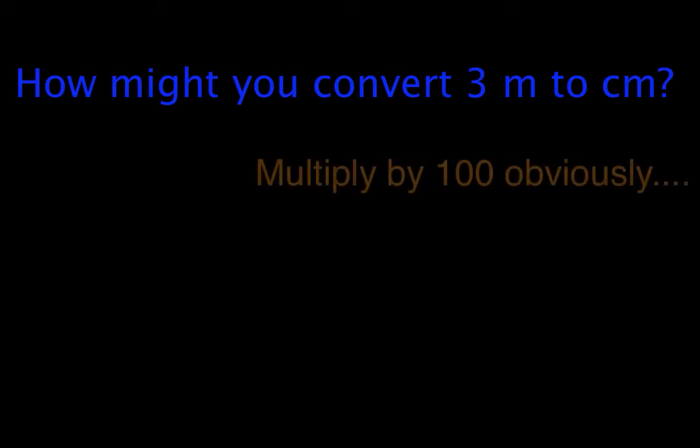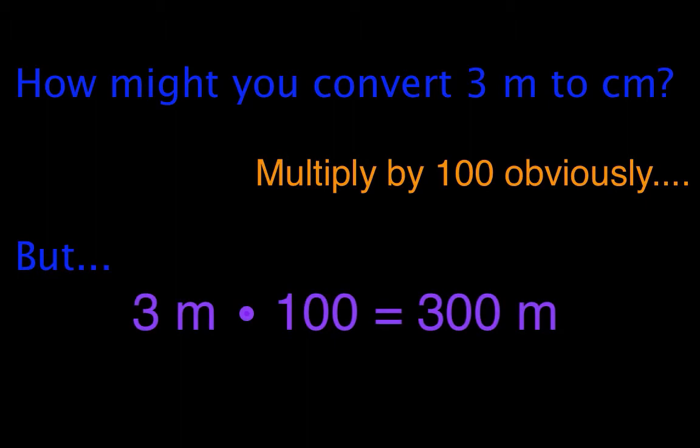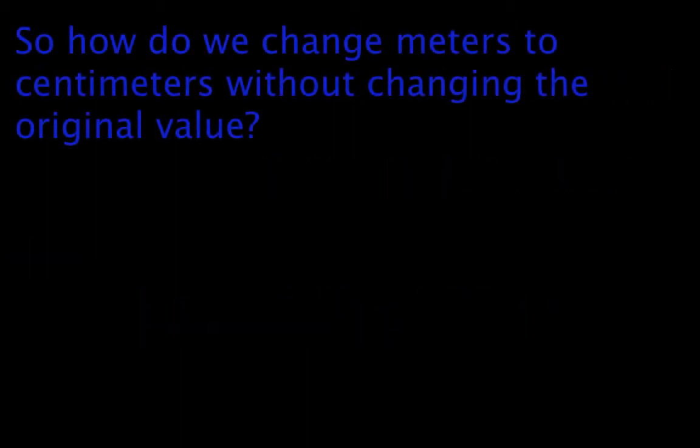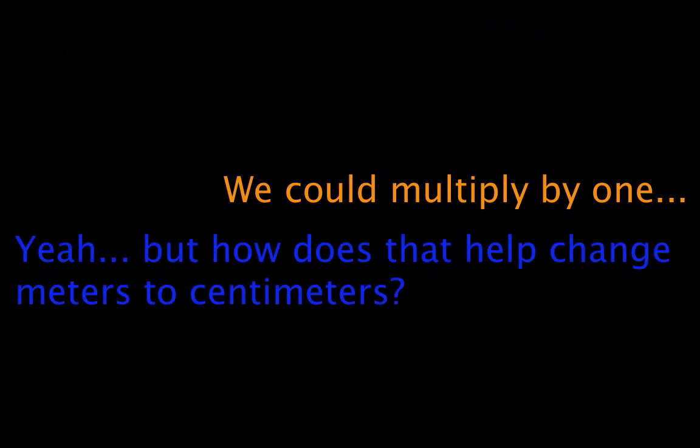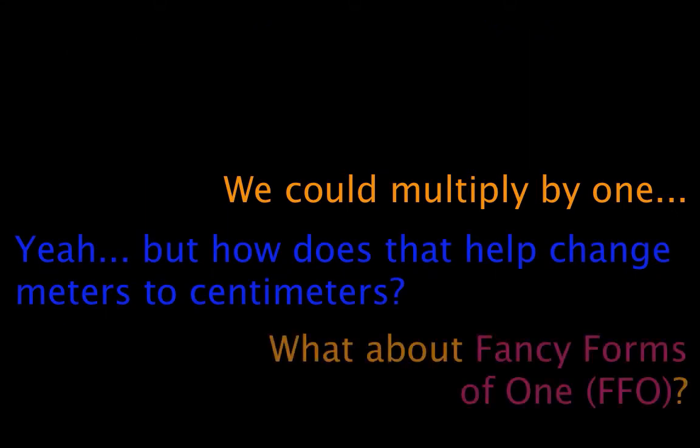How might we convert 3 meters to centimeters? Multiply by 100, obviously, but 3 meters times 100 is 300 meters. That makes our converted value bigger than the original measurement, and in units of meters. So how can we change the meters to centimeters without changing the original value? We could multiply by 1, but that might not help very much. What about a fancy form of 1?